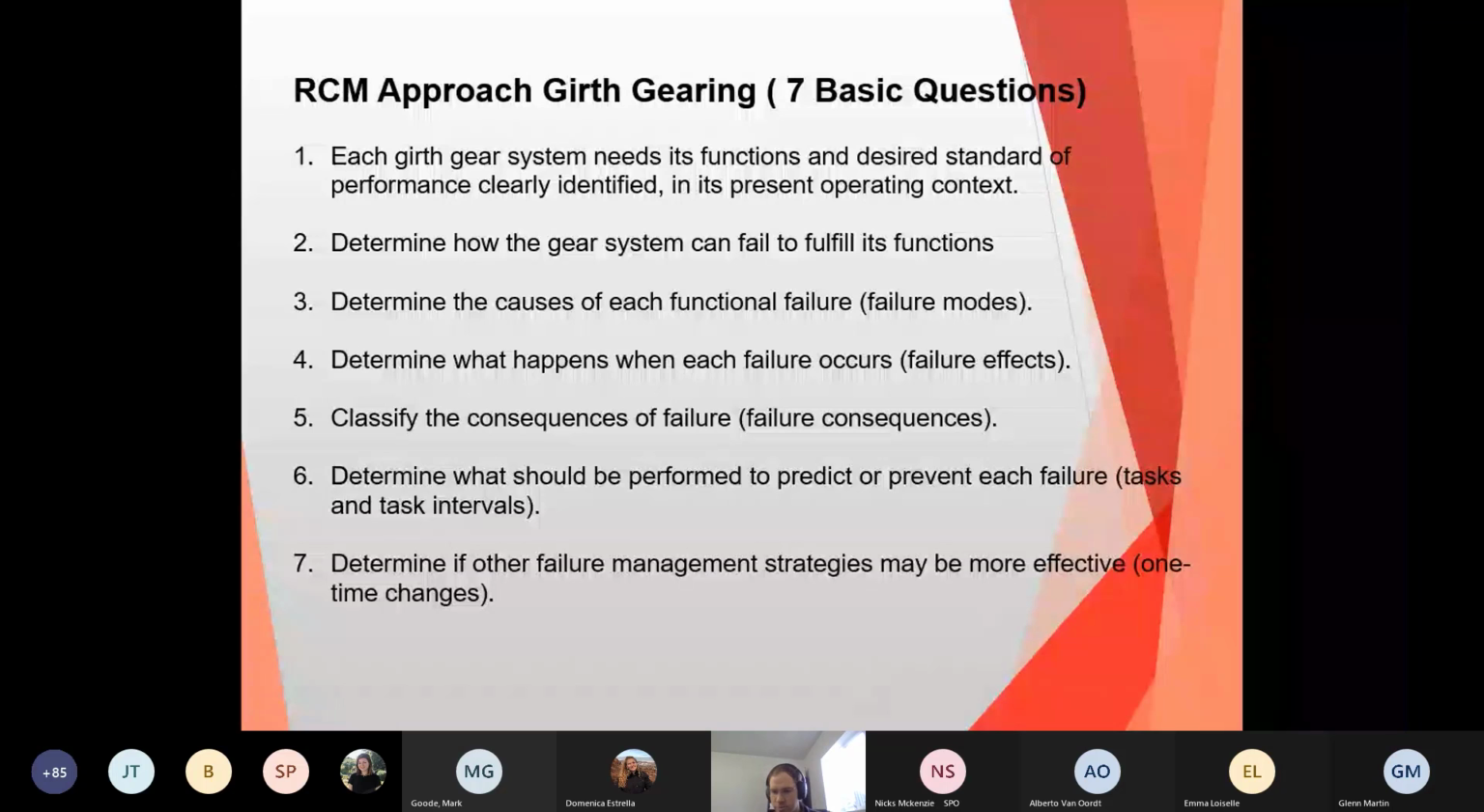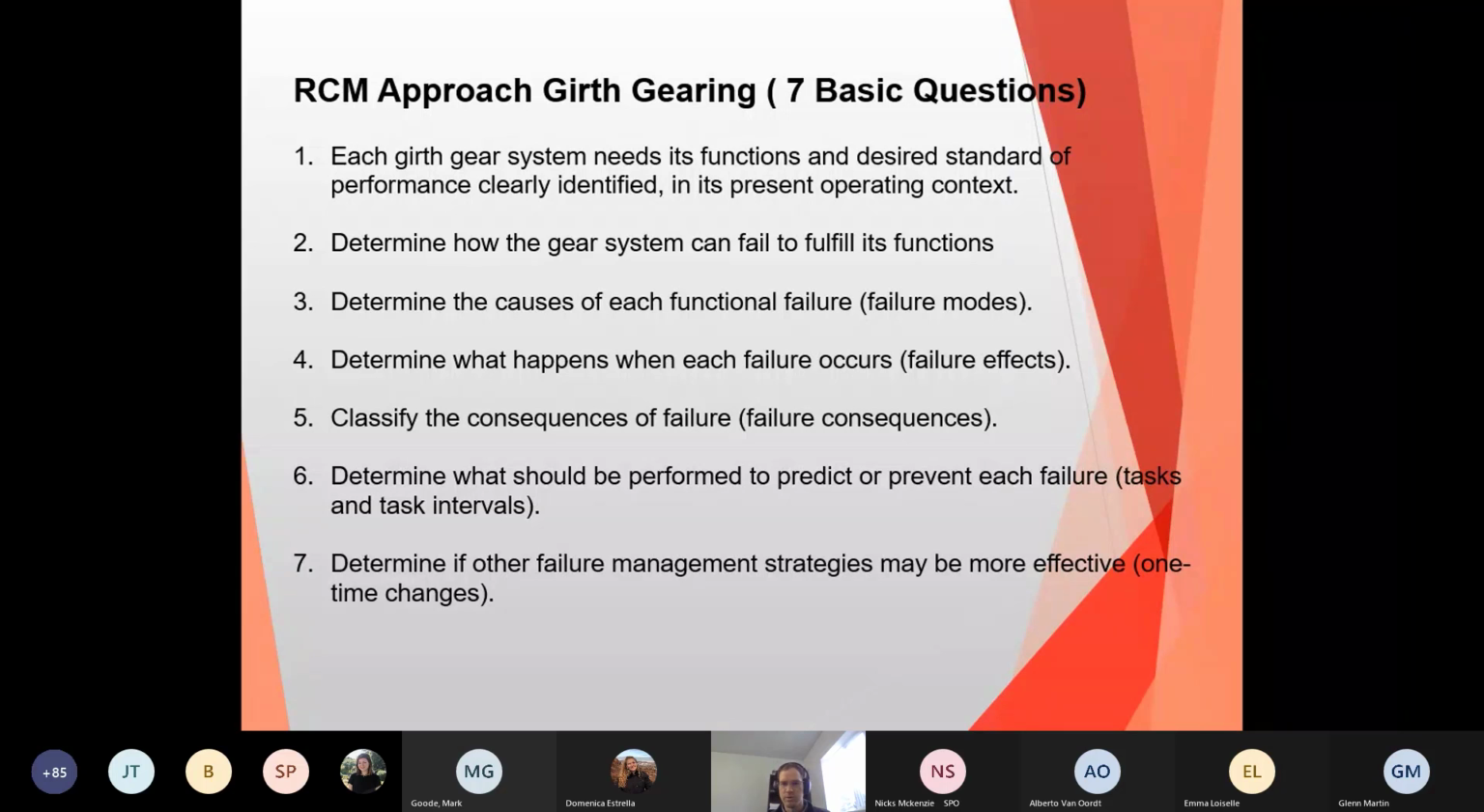Is it a piece of equipment that's rated for 3,000 horsepower and you're going to run it at 4,000 horsepower? Something like that would be very critical to determine if it's going to be overloaded, and really how it can run based on those loading conditions. And then go through how it can fail to fulfill its functions.